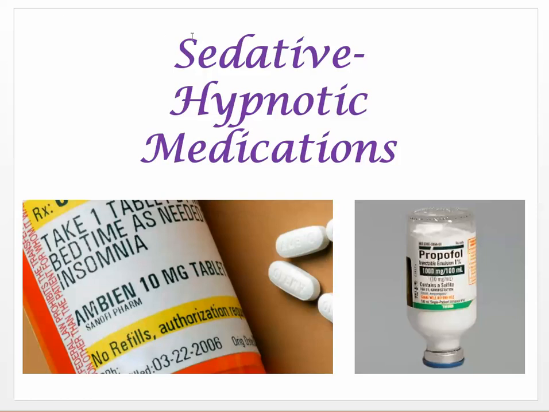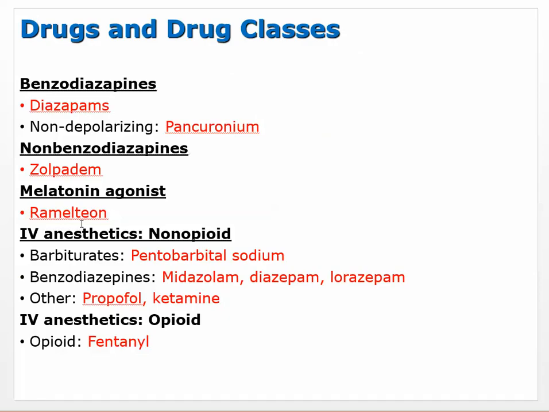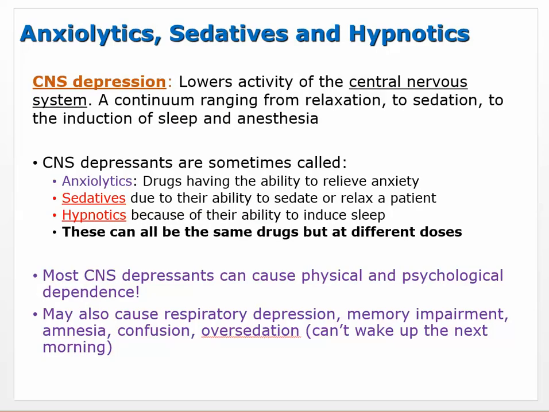All right, this is chapter 16 of the ATI book. It's sedative hypnotic medications, and we're going to talk about sedation and sleep-inducing medications. We're also going to get a little bit into anesthetics. So these are the drugs and the categories that we're going to go through. So we'll just go through them.